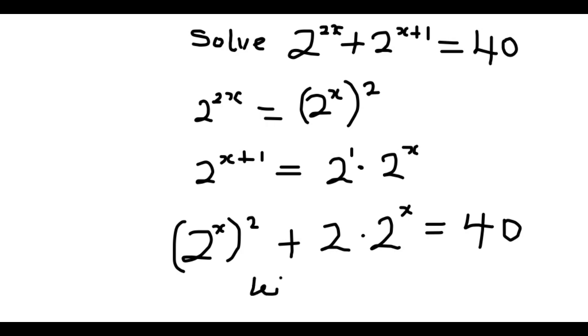let y equal 2 power x. So wherever we see 2 power x, we insert y in it. So this then gives us y power 2 plus 2y equals 40. We are moving the right hand side to the left hand side.